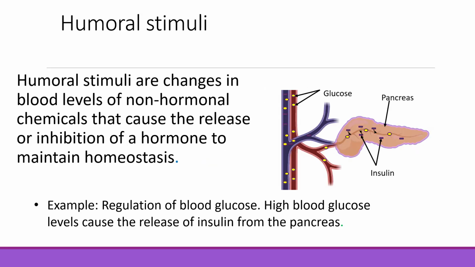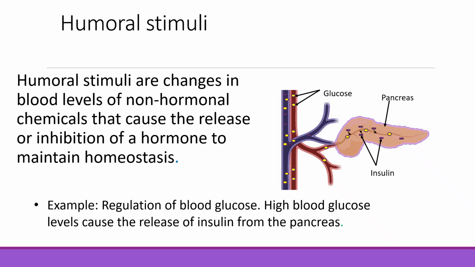So in humoral stimuli, the changes in the blood levels of non-hormonal chemicals are going to cause the release or inhibition of a hormone to maintain homeostasis. Remember, our goal is always to maintain homeostasis when we're talking about the concentration or the level of hormone we have in the blood. We always want it to be within that homeostatic range.